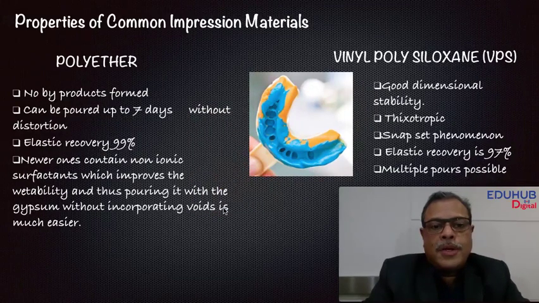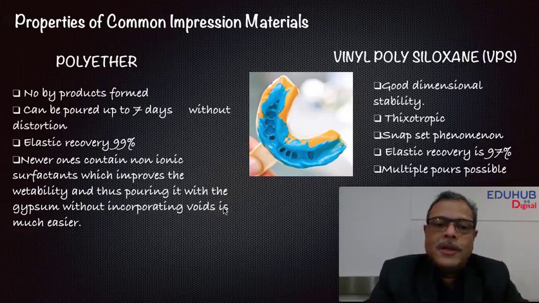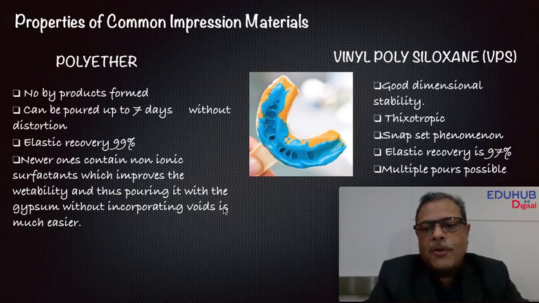For the elastomeric group of impressions, if you're comparing the two most commonly used, the polyether and the VPS material, you see that the polyether material has an elastic recovery of about 99%. So it is a very good material to rely upon for accuracy. It can be poured within up to 7 days without any distortion. The newer ones also have non-ionic surfactants which improve the wettability, and thus pouring it with gypsum becomes easier. Not incorporating voids becomes easier.